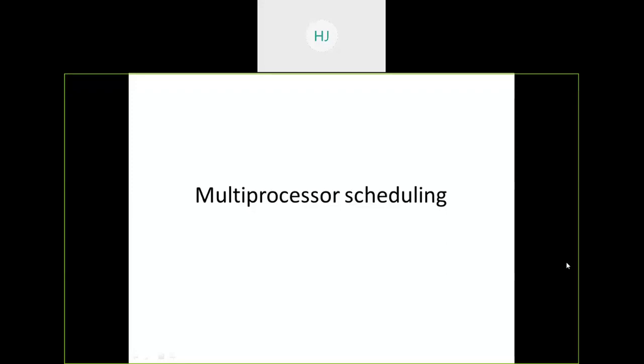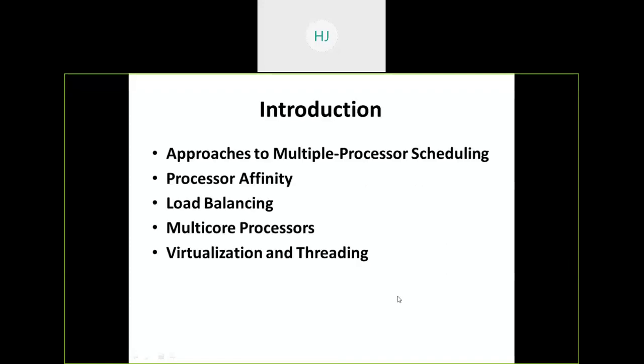Approaches of multiprocessor scheduling. One approach is when all the scheduling decisions and input output processing are handled by a single processor, which is called the master server, and the other processors execute only the user code. This is simple and reduces the need for data sharing. This entire scenario is called asymmetric multiprocessing.